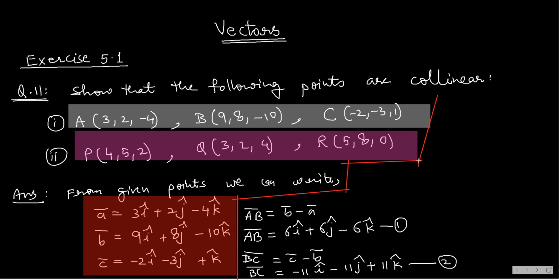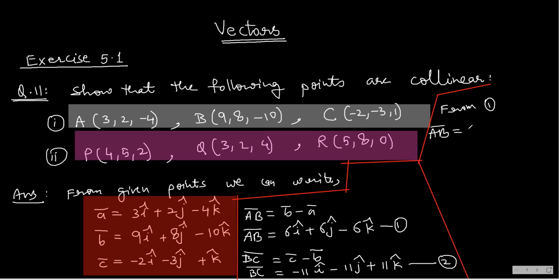Now, after finding AB bar and BC bar, I noticed something very specific. What is that specific thing I noticed? I will tell you. I am noticing a relation between AB bar and BC bar. Now, what is that relation? You need to wait. I will show that to you.